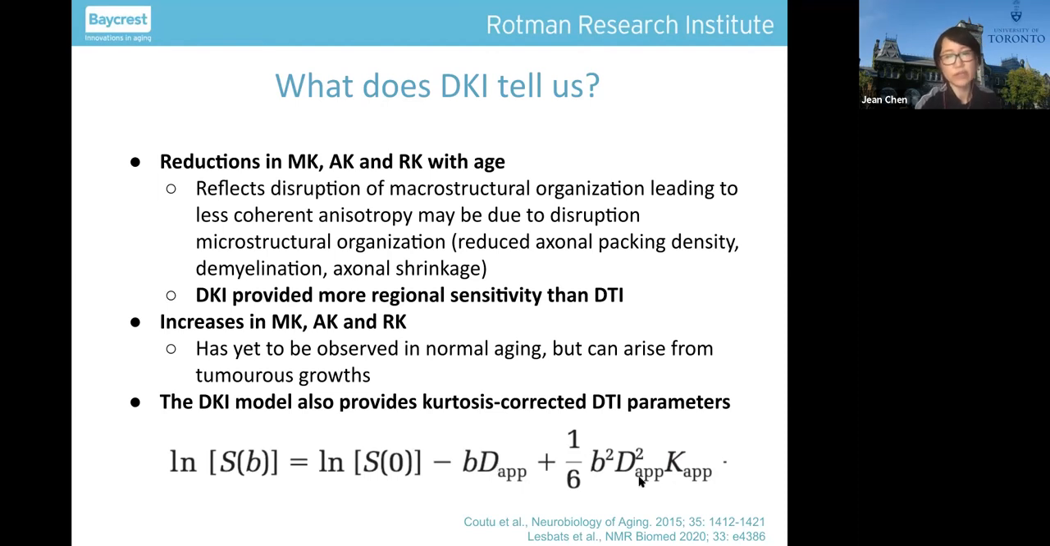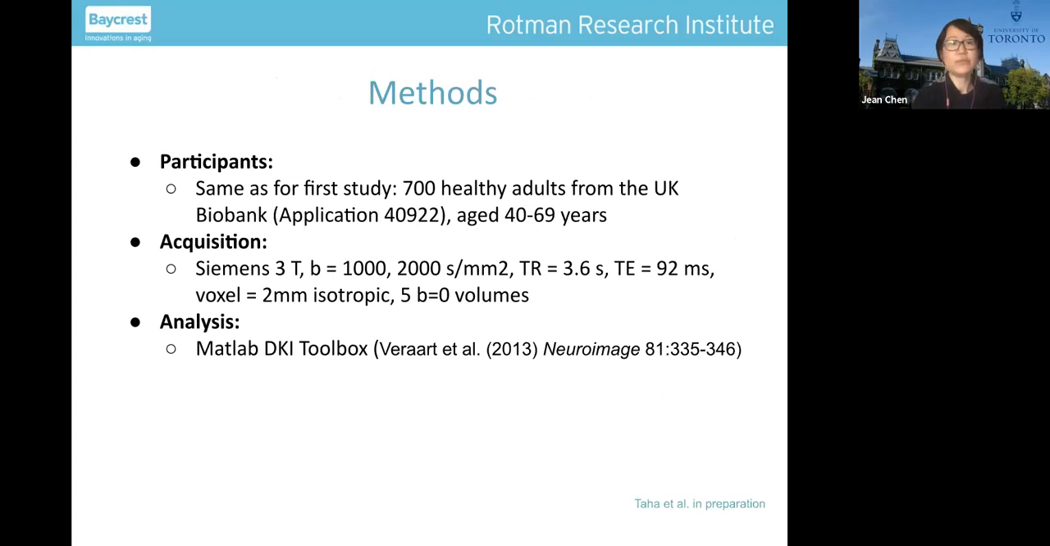But today we'll focus on the fact that we can also get kurtosis corrected diffusivity values, the diffusion tensor that has been accounting for the kurtosis. So this will be different from the diffusion tensor obtained from the DTI model. And so the two types of diffusion tensors also have not been compared in aging. So to do that ourselves, we chose the exact same subjects from Jordan's first study, 700 of them. And we used both the B of 1,000 and 2,000 shells. And we used this Vorat MATLAB DKI toolbox.